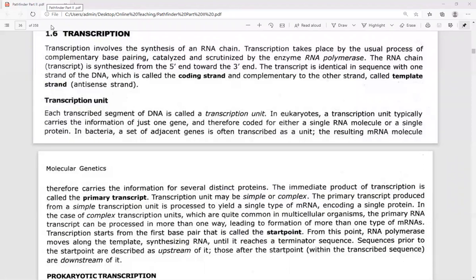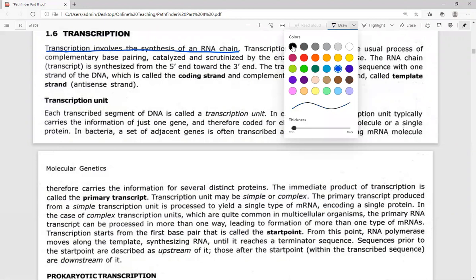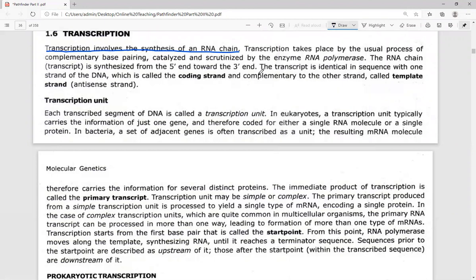So what is transcription actually? Transcription involves the synthesis of an RNA chain. When you biosynthesize an RNA chain over the DNA, the process is commonly referred to as transcription. So transcription is a process in which the RNA chain is biosynthesized over the DNA.